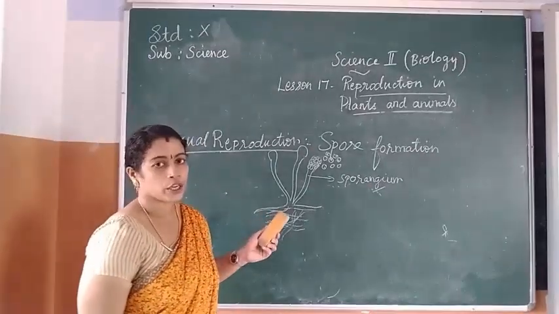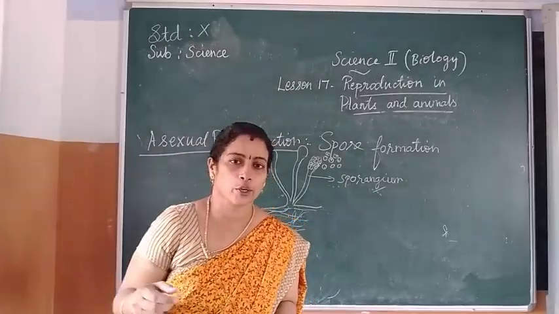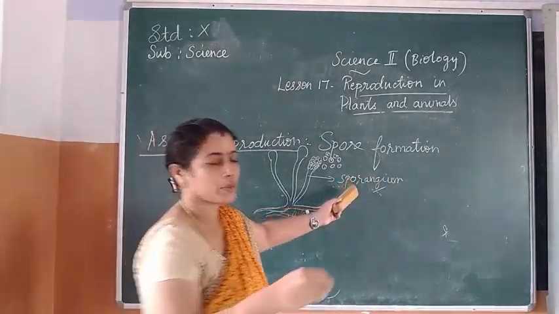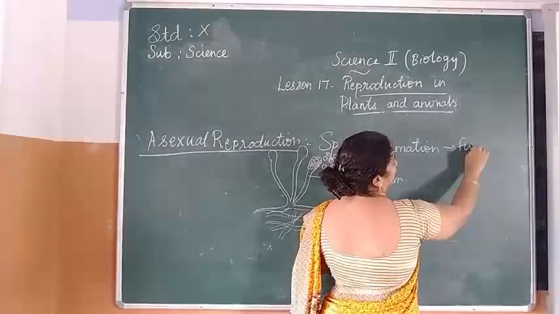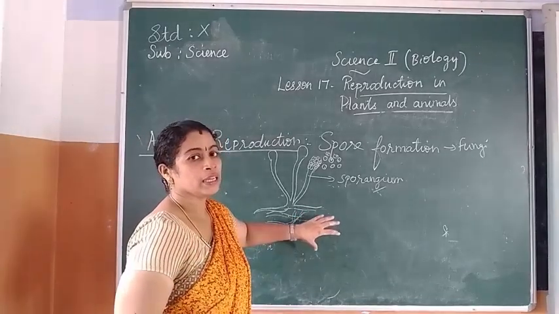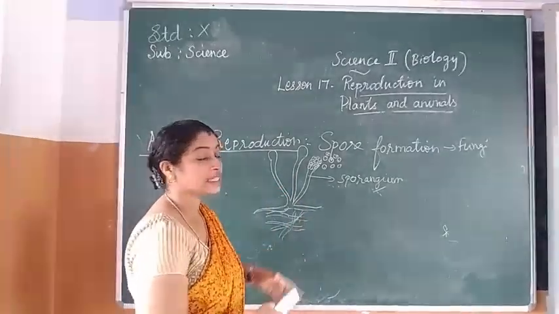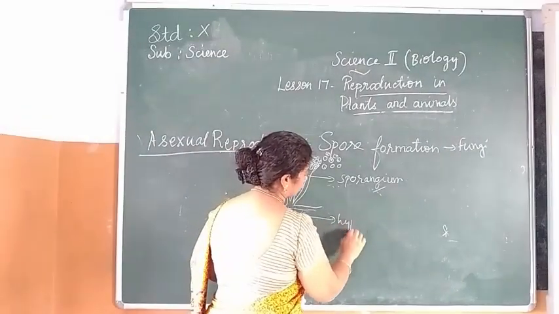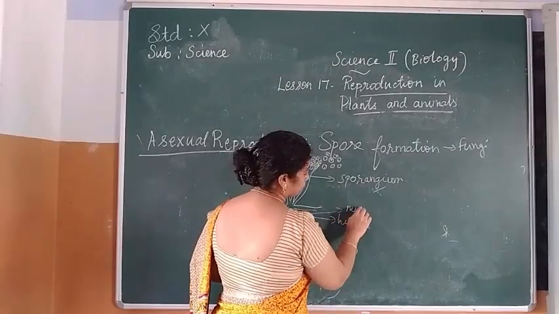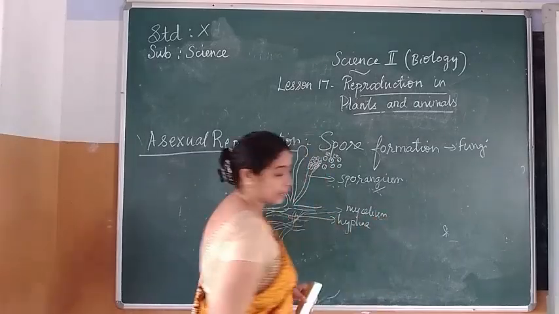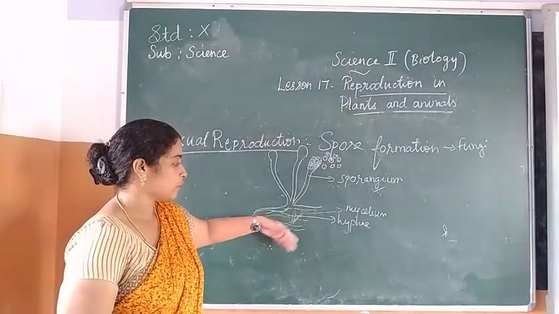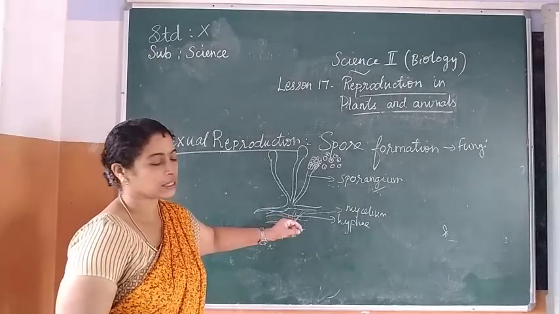So, asexual reproduction takes place, which also takes place in lower groups of organisms. Here the organism is reproduced by means of spores. Example, fungus. Spore formation takes place in fungi. I already told that fungi will be in the form of thread-like structures, a cluster of threads, known as hyphae, and its thread is said to be mycelium. When you see the fungus through the microscope, it forms numerous filamentous thread-like structures, known as hyphae.